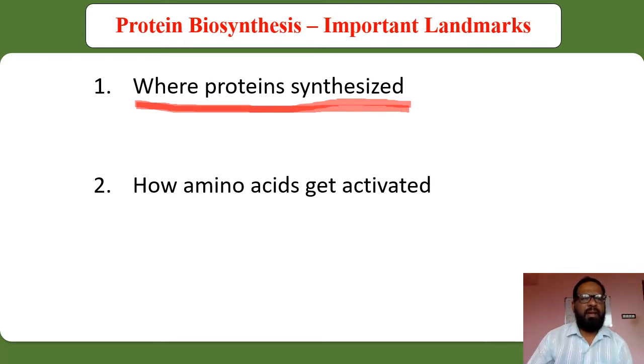The second question is how the amino acids get activated, because by that time they were aware that the 20 different amino acids are present in free form. When you take these amino acids, they should get incorporated by means of a peptide bond. And who is going to activate this particular amino acid? That was the second question.